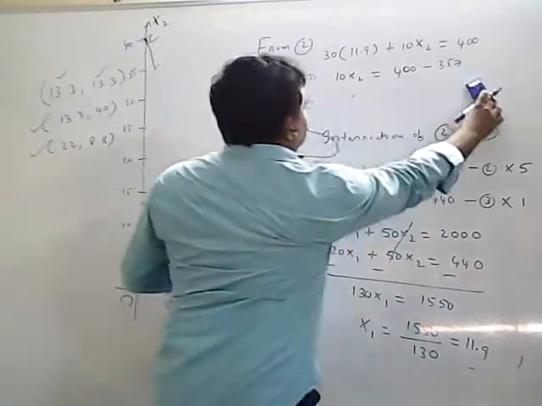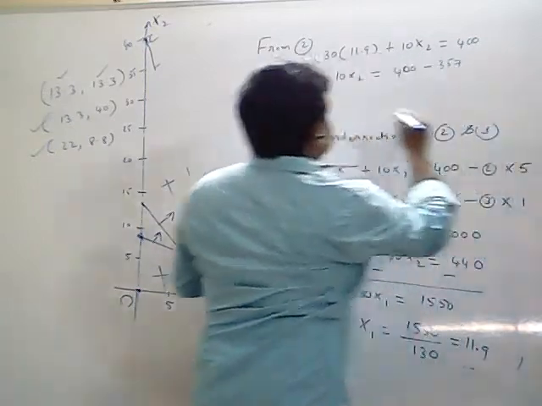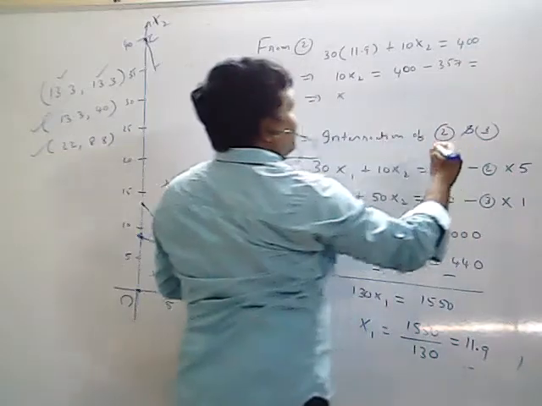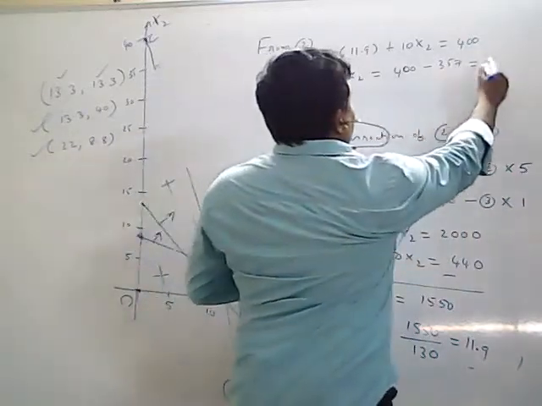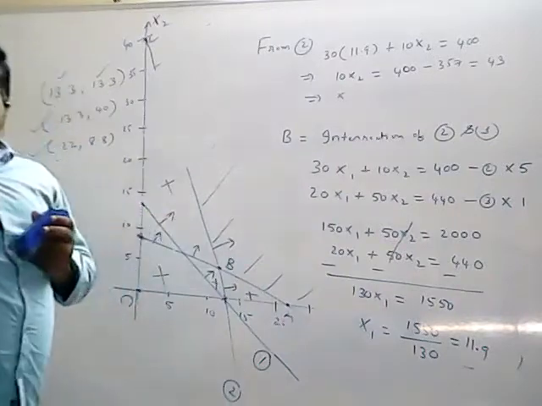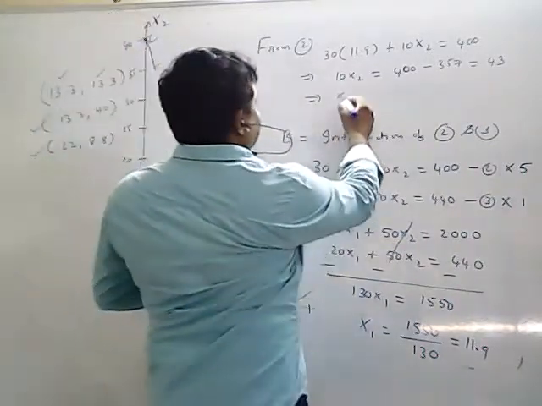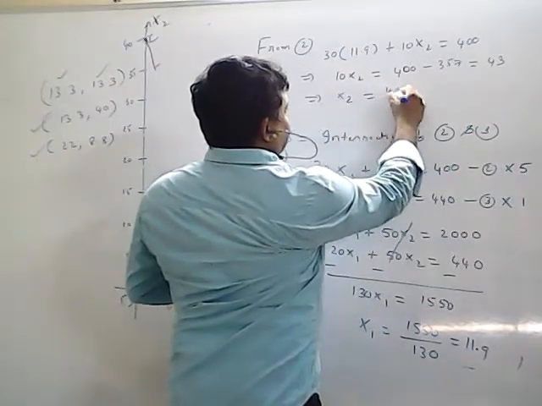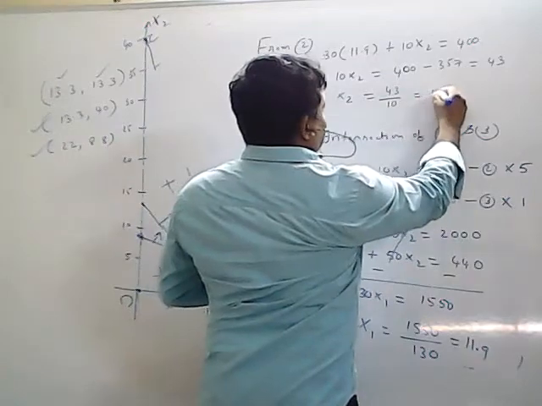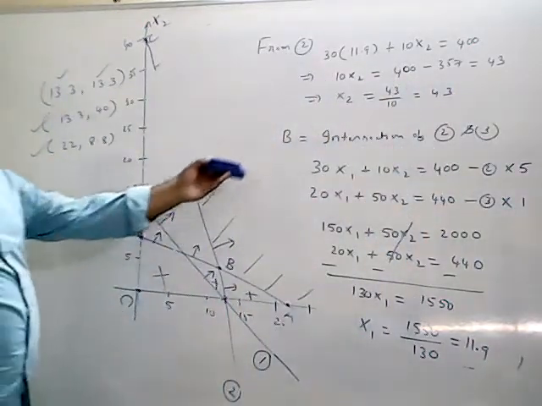That means, this implies x2 equals 400 minus 357, which is 43. So x2 equals 43 divided by 10. That means the x2 value you are getting is 4.3. Now I have solved the B point.